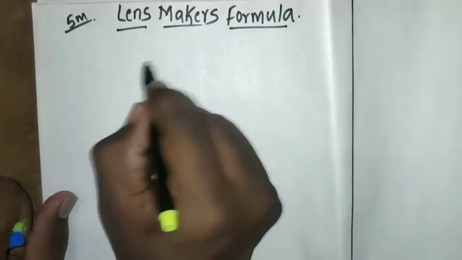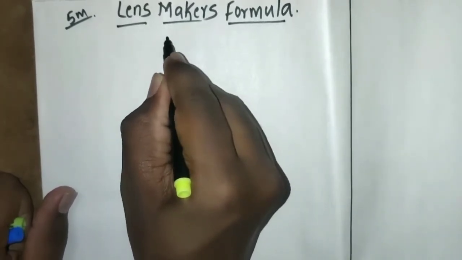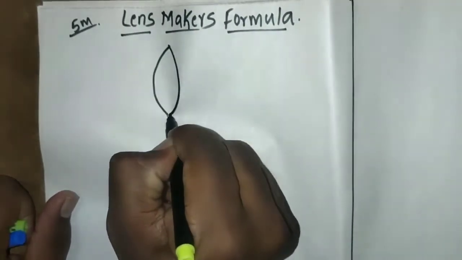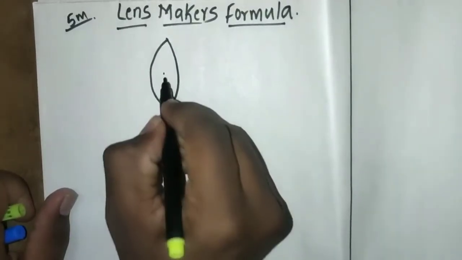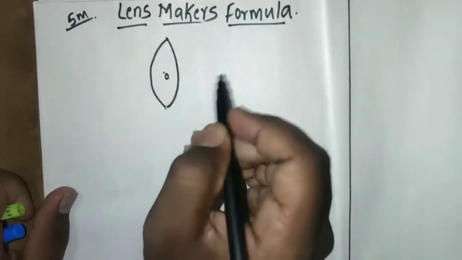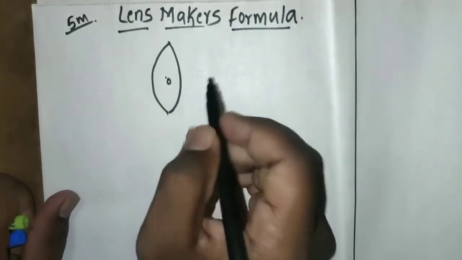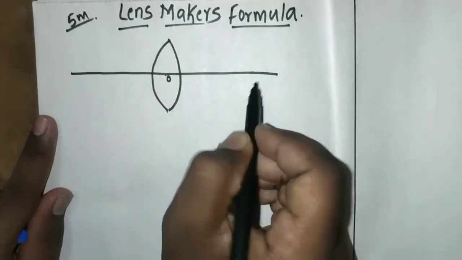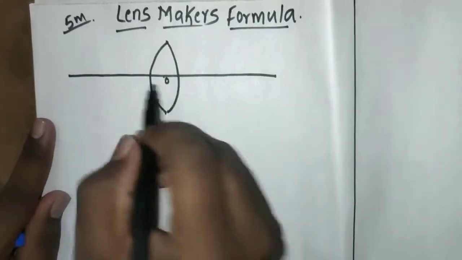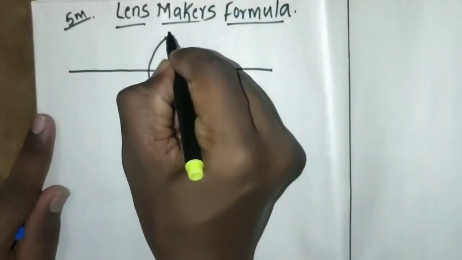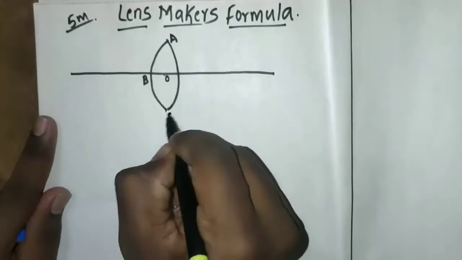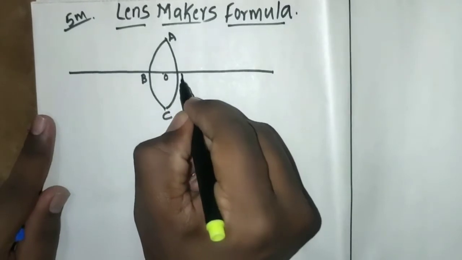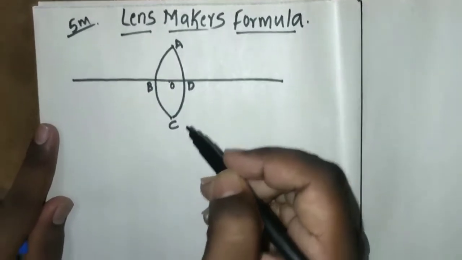The diagram is nothing but, first we will draw a thin convex lens. This is the thin convex lens, and this point is the optical center of this lens. Now I will draw a principal axis which passes through the optical center of the lens. This is the principal axis, and ABC is a spherical surface, and ADC is another spherical surface of the lens.